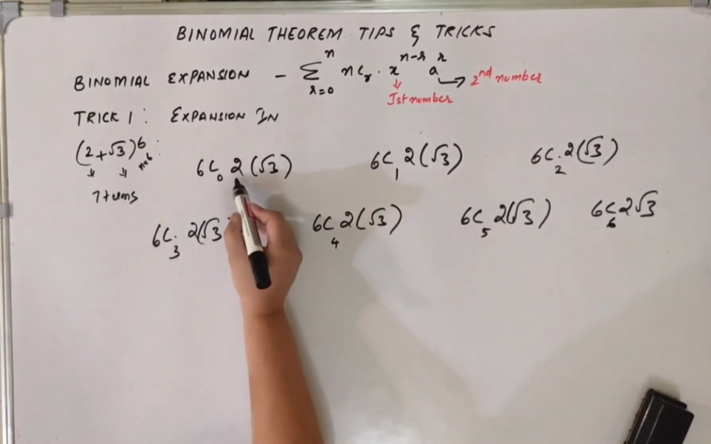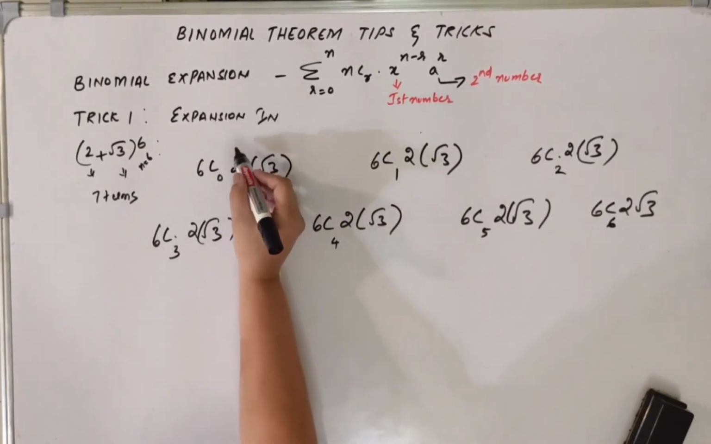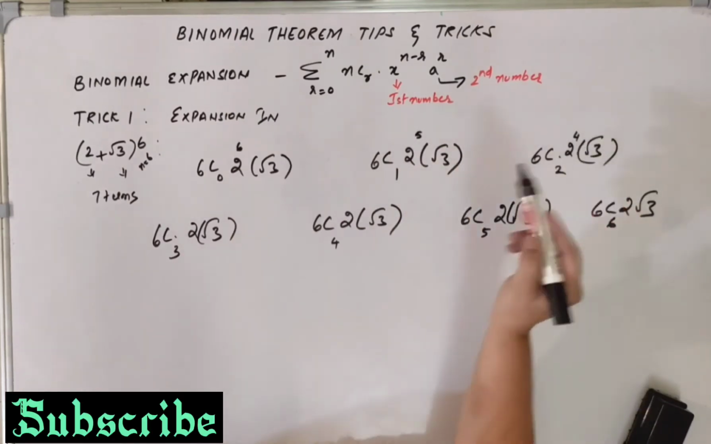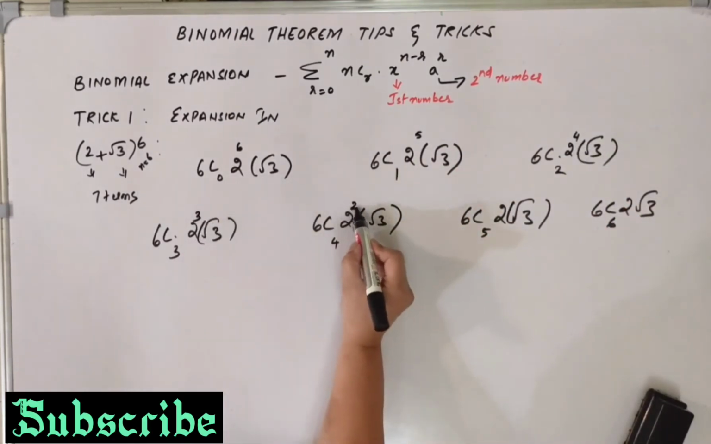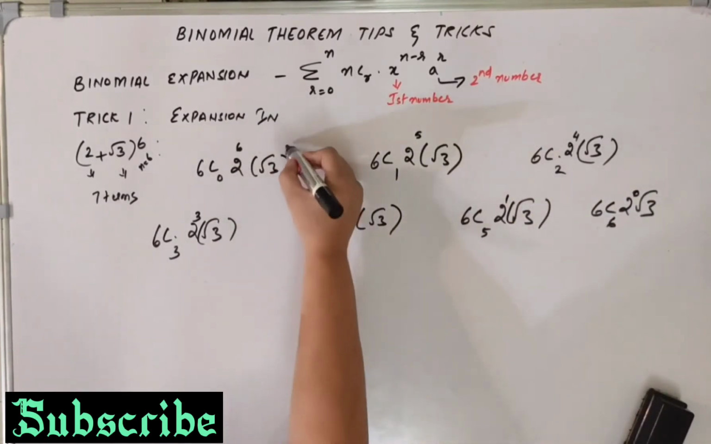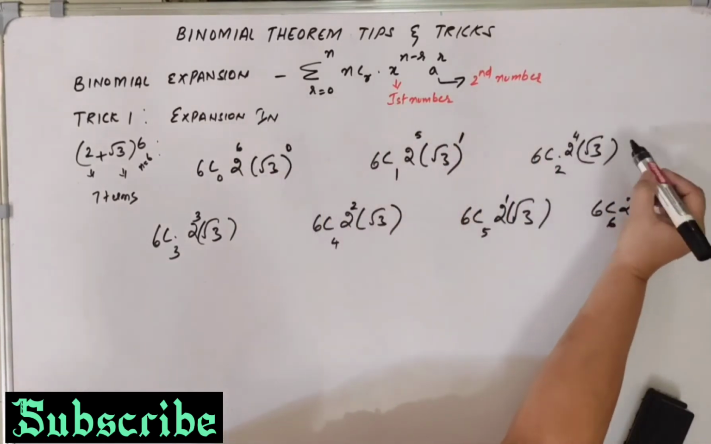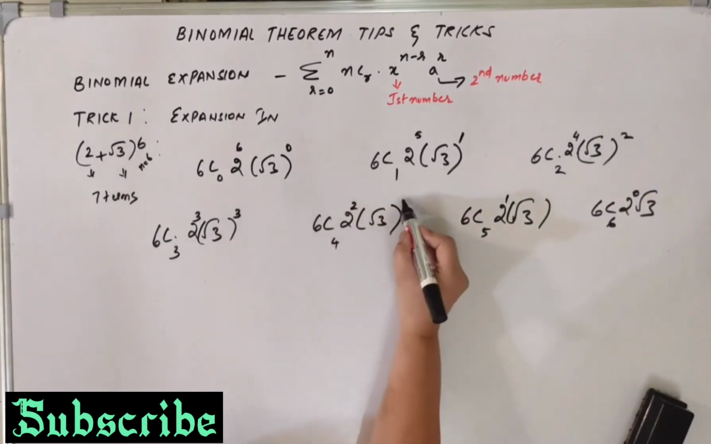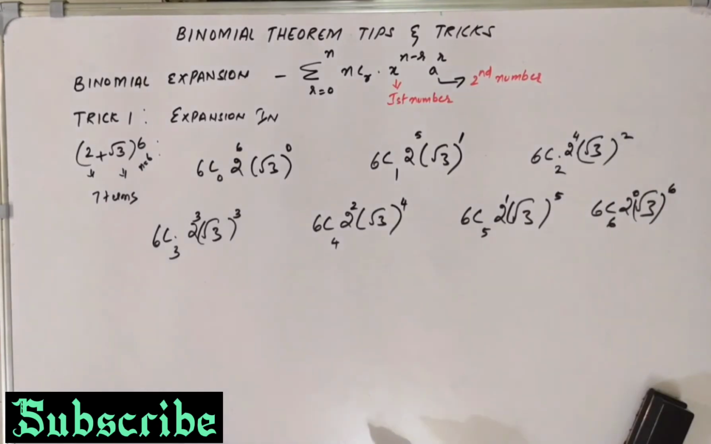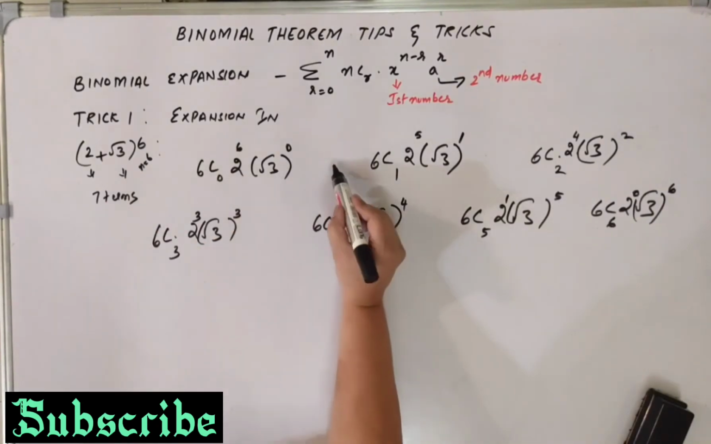Now we will have to write the first term's powers. This will also start with 6. It will keep on decreasing 1 by 1: 5, 4, 3, 2, 1 and 0. The second term, it will start with 0: 0, 1, 2, 3, 4, 5, 6. Now we'll have to put plus in between.